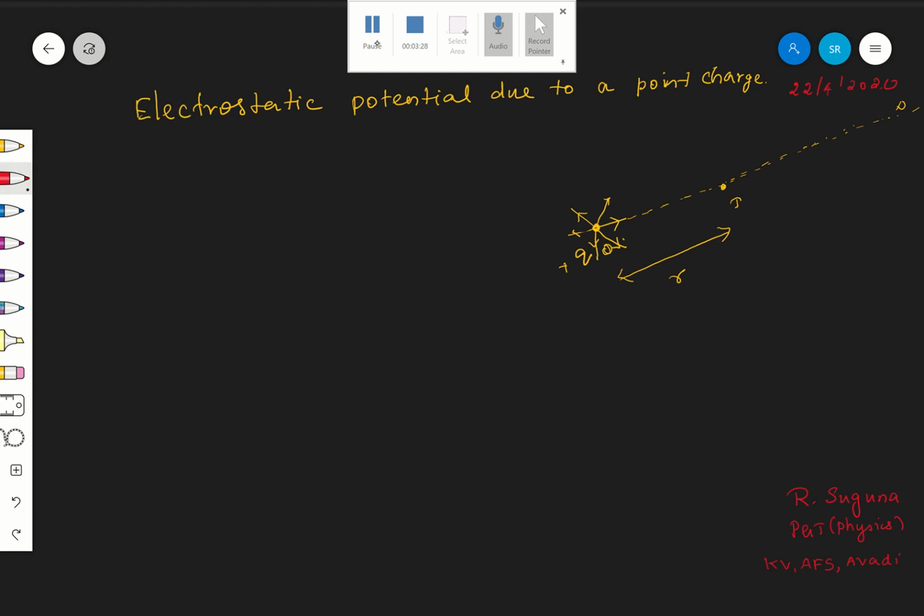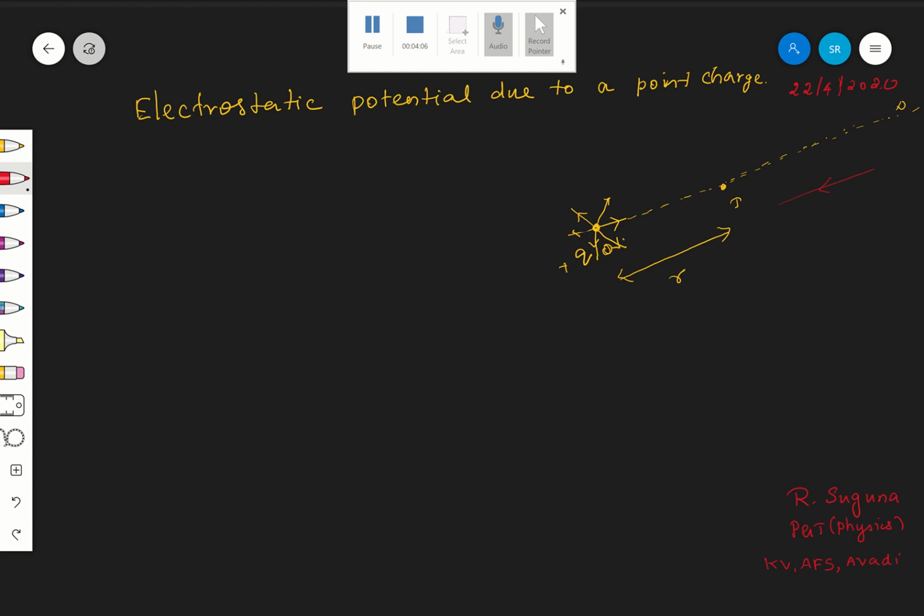Therefore, I am going to bring the charge from infinity to P in the radial direction, inward, because that is easy for me. Why go for a curved path and all? Anyhow, it is not going to change the final result, because once again, electrostatic force is a conservative force. Electrostatic field is a conservative field.